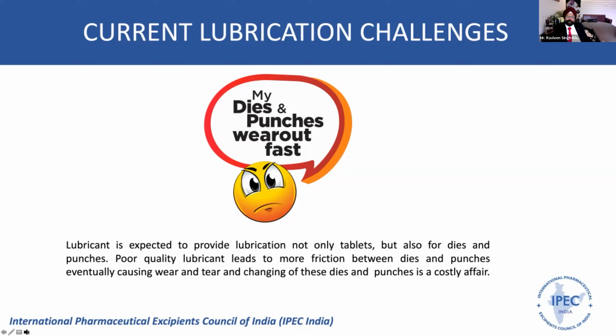Lubricant is expected to provide lubrication not only to tablets, but also for dies and punches, because you cannot put grease there. When the dies and punches are moving fast, the lubricant there is magnesium stearate. A poor quality lubricant leads to more friction between dies and punches, so there will be lubrication issues, and eventually wear and tear will happen. These dies and punches will wear out, and it is a very costly affair to replace them. Beyond that, the production time and downtime are all serious issues. So even the maintenance guys look for a good quality lubricant.